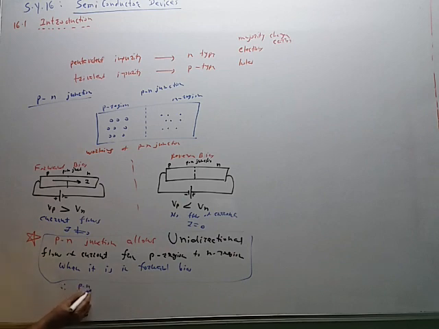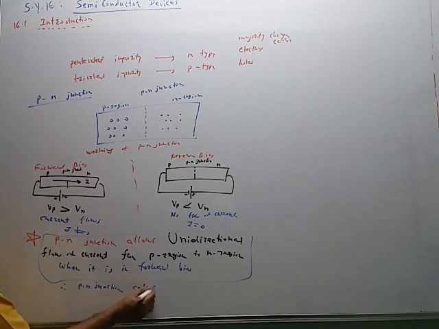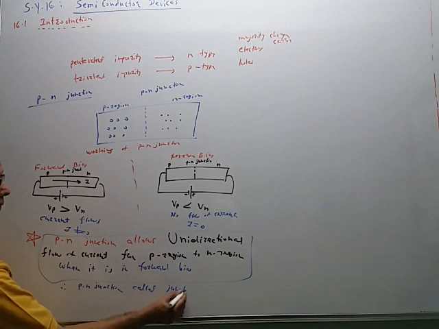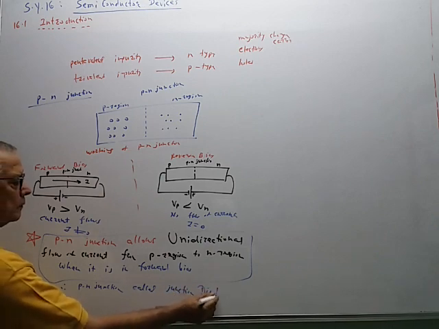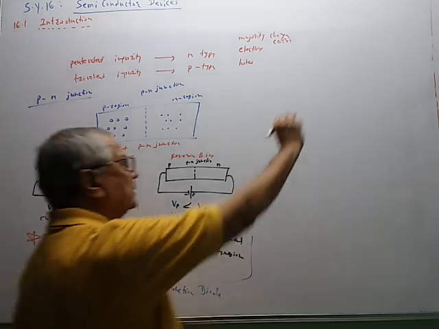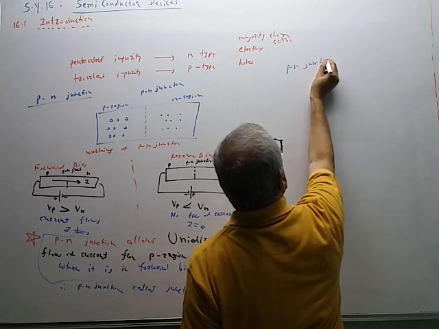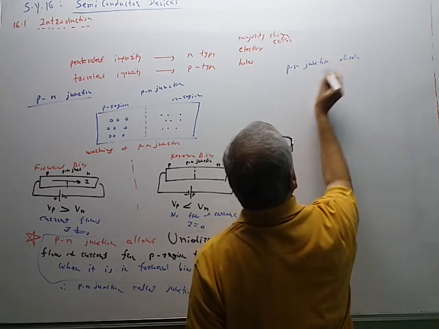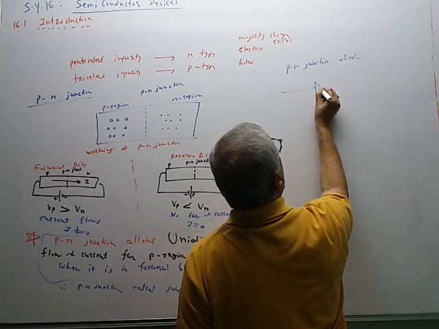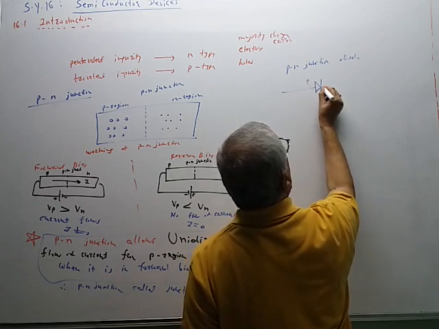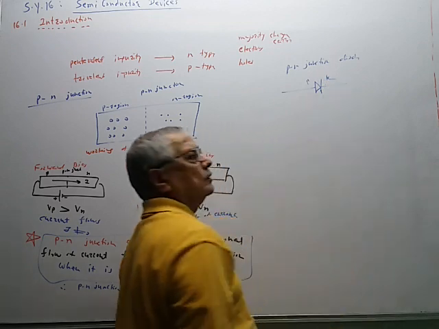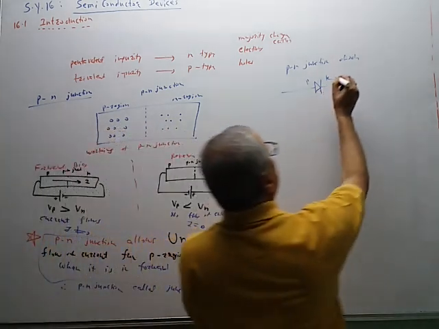Therefore, PN junction is called junction diode. And the symbol is like this. PN junction diode. This triangular region is the P region, and this is the N region, which is also called the cathode. This is cathode, meaning N region.